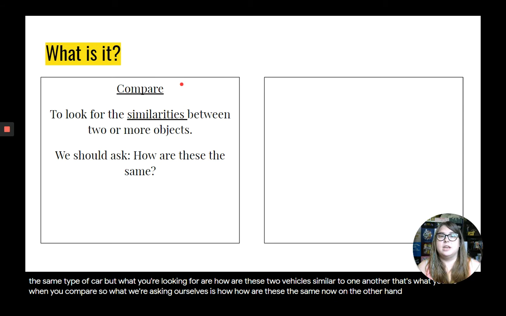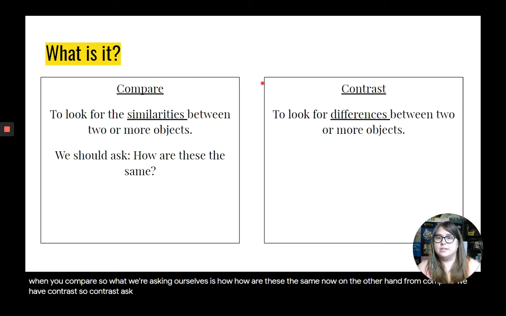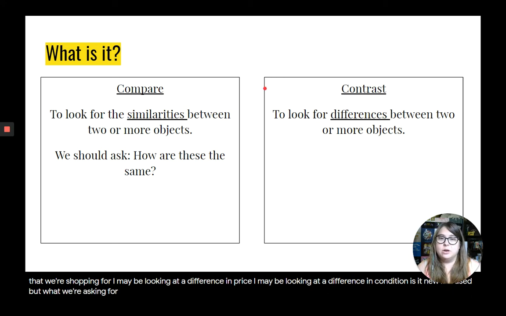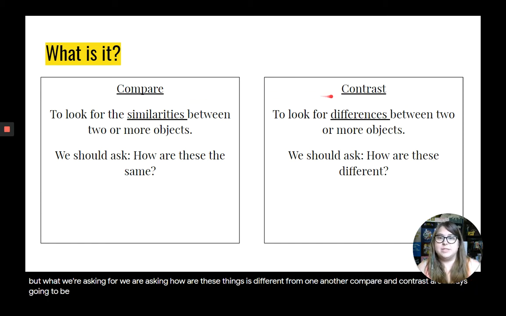Now, on the other hand, from compare, we have contrast. So contrast asks us to look for the differences between two or more objects or ideas. So let's go back to that car that we're shopping for. I may be looking at a difference in price. I may be looking at a difference in condition. Is it new? Is it used? But what we're asking for, we are asking, how are these things different from one another? Compare and contrast are always going to be opposites for one another, and we generally see them together. We see them as a pair when we read.